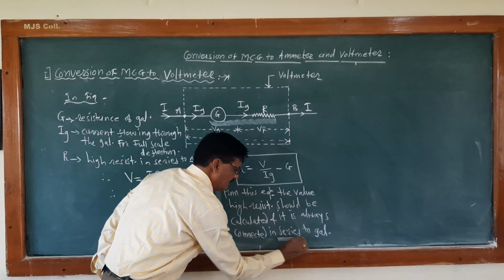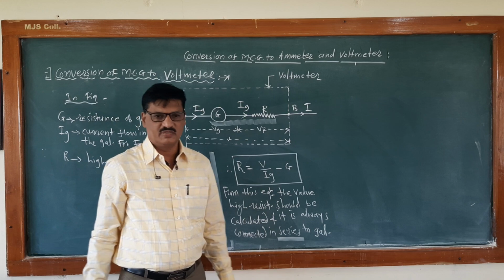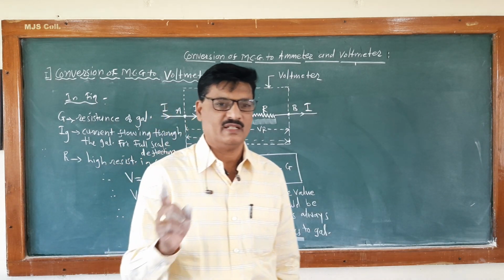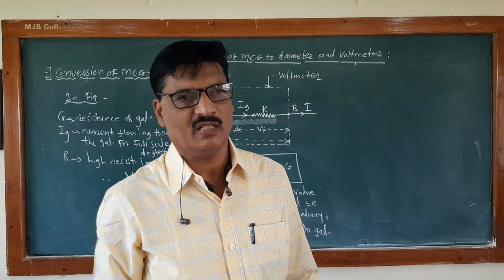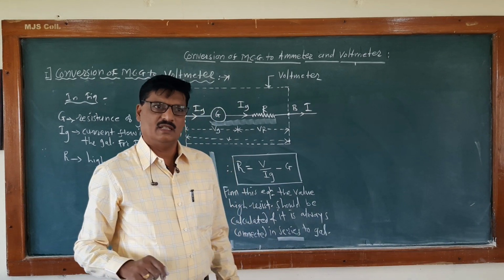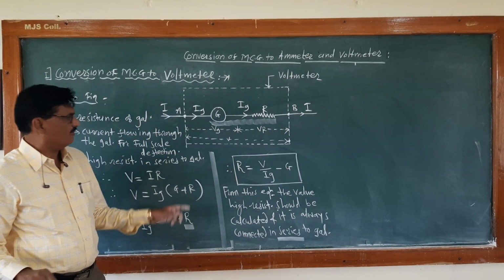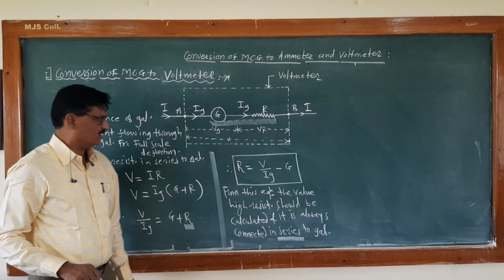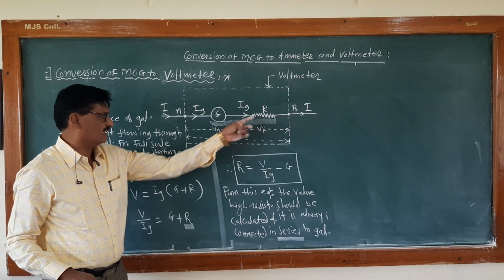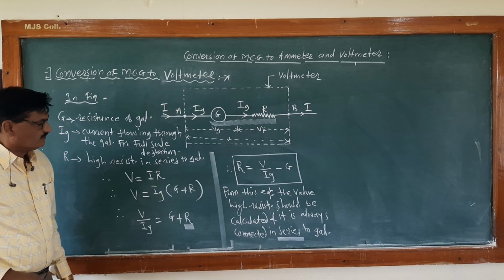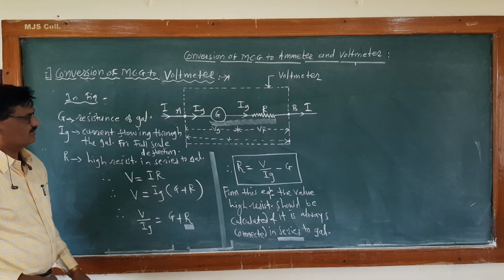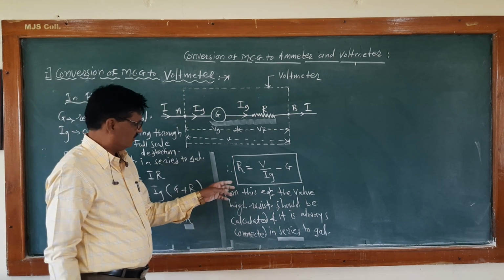It is always connected in series. This means that a moving coil galvanometer can be converted into an ammeter by connecting a low resistance in parallel to the galvanometer. This low resistance is called shunt resistance. A moving coil galvanometer can be converted into a voltmeter by connecting a high resistance in series. By connecting high resistance, the effective resistance becomes large, and a large potential difference can be measured.